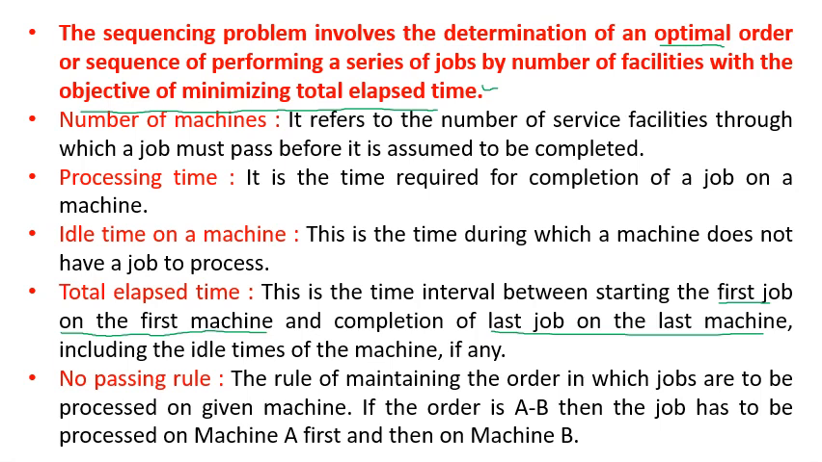Correct. So the no passing rule means the rule of maintaining the order in which the jobs are to be processed on a given machine. If the order is A to B, then the job has to be processed on machine A first and then on machine B.